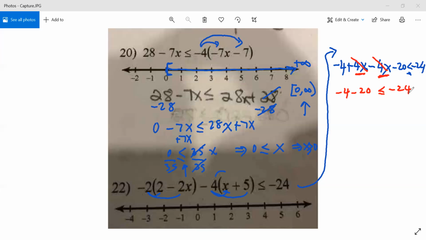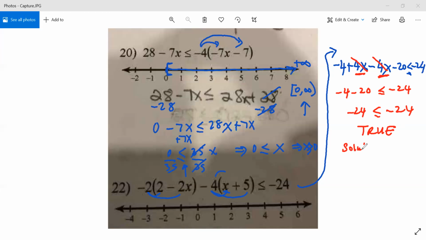Because if x is canceled, then you just have to look at the statement you get. If the statement you get is true, then the solution will be all real numbers. If the statement you get is not true, then the inequality will have no solution. So this one is actually true, right? Because -24 is less than or equal to -4. So this statement is true. If the statement is true, then the solution is going to be all real numbers.